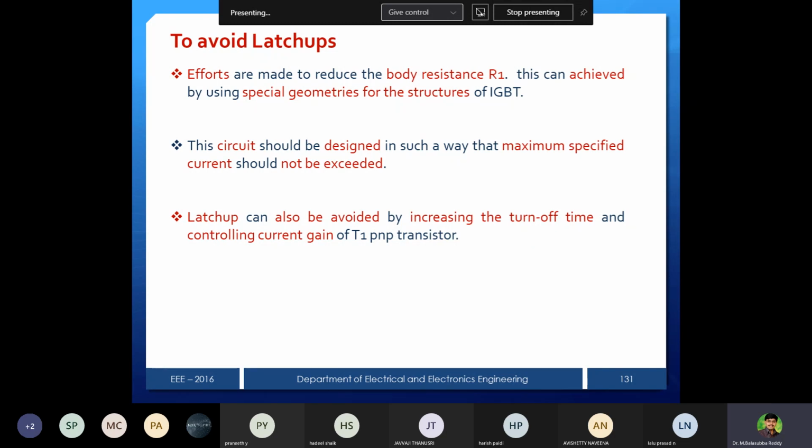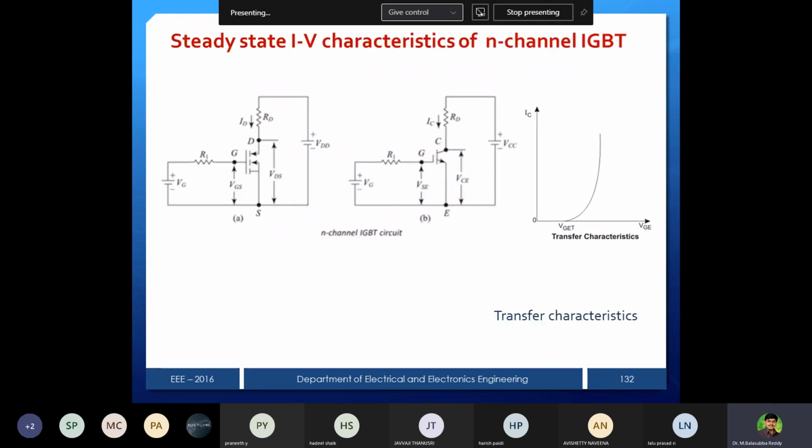So latch up can be avoided by increasing the turn off time and controlling the current gain of T1. Preferably, we will only reduce the resistance of R1. So now the characteristics are more or less similar to that of a MOSFET. You can see that's why I used two diagrams.